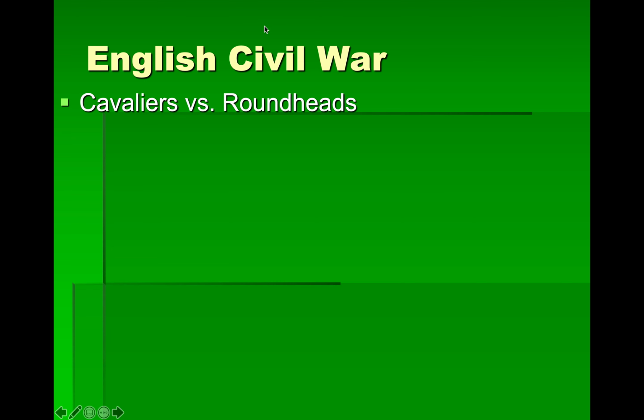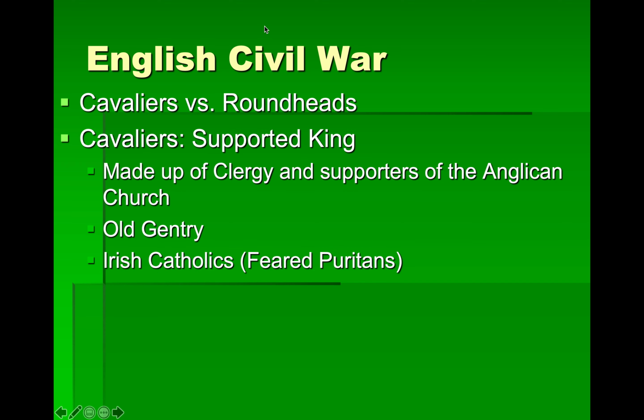Okay, now the two groups that are going to be fighting in the English Civil War are going to be the Cavaliers and the Roundheads. The Cavaliers are going to be the supporters of the monarchy, of the king. And remember, the monarch that is really instigating a lot of this tension with Parliament is Charles the First, one of the Stuarts. So the Cavaliers are going to be supporting Charles.